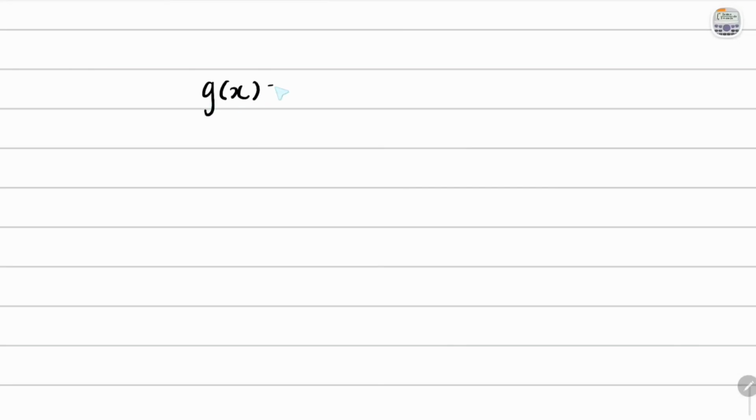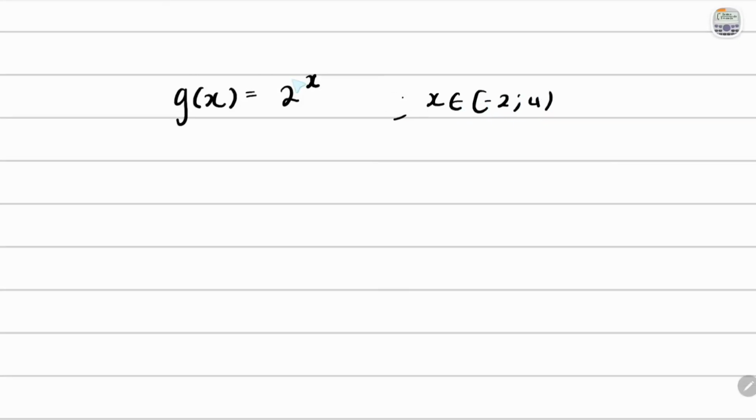So g of x is equal to 2 to the power of x, and we know that the domain is where x is going from -2 to 4. Now to get the range of this function, we can substitute these x values, since it goes from -2 as an x value to 4. We need to find out what the corresponding y values would be. If you substituted -2, you see that that will give you 1 over 4. And if you substituted 4, that would give you 16, meaning the lowest y value would be 1 over 4 and the highest would be 16.